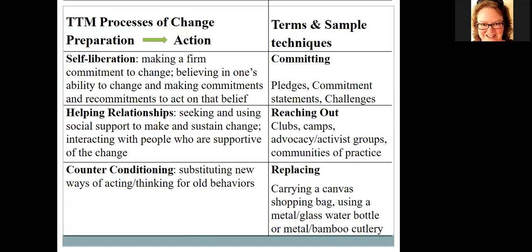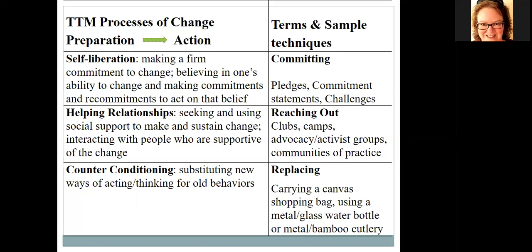Now, the third process of change here, counterconditioning, what's that? Well, it's basically about replacing old behaviors with new ways of acting. So in terms of, for example, reducing plastics use, here you see on the right-hand side of the screen some examples of counter-conditioning or replacing. Might be carrying a canvas shopping bag or using a reusable water bottle or beverage container. Or maybe it's about picking up that metal or bamboo cutlery and making sure that you substitute that for disposable one-use plastic cutlery that might come with your takeout meal.